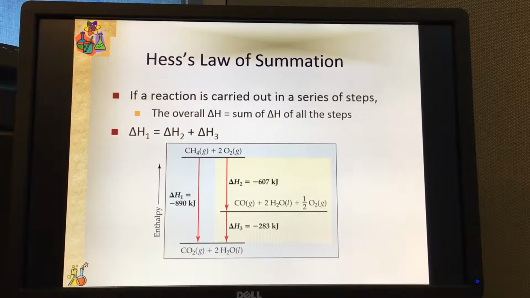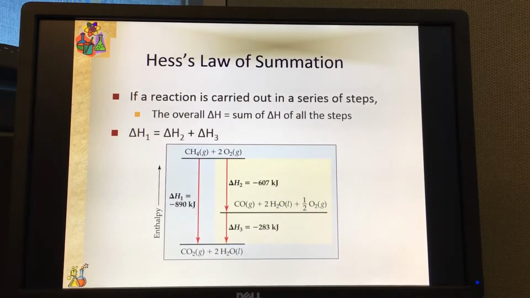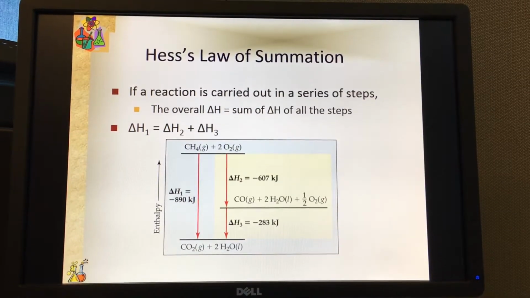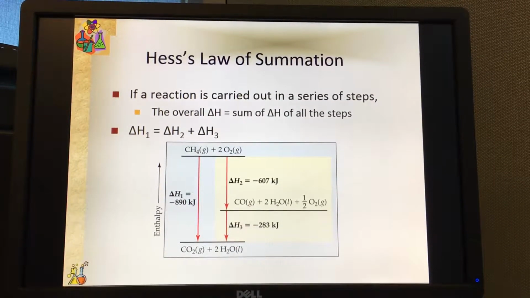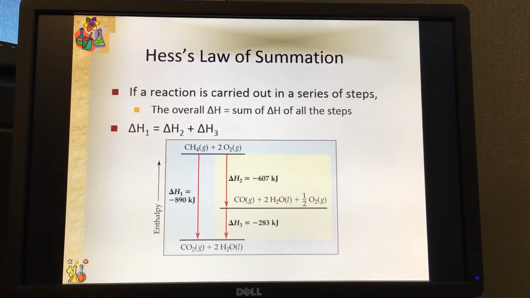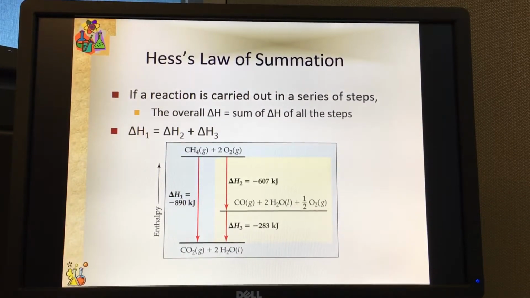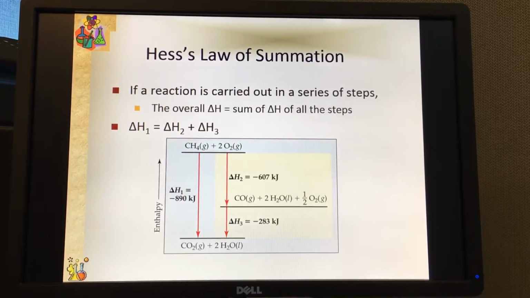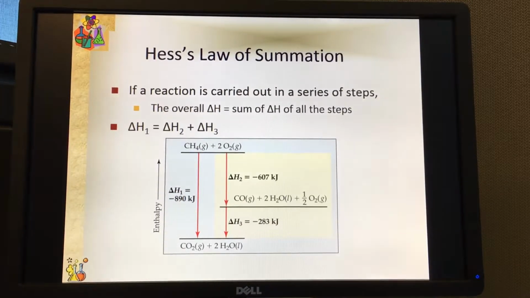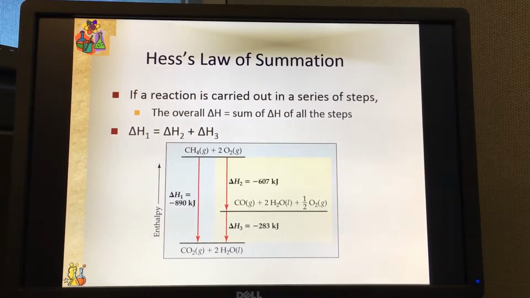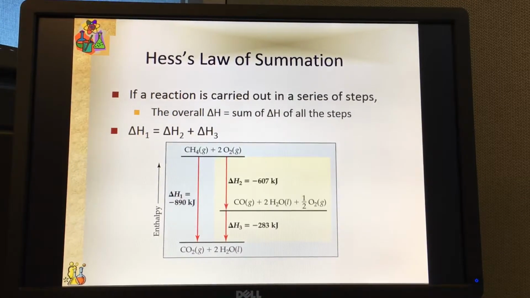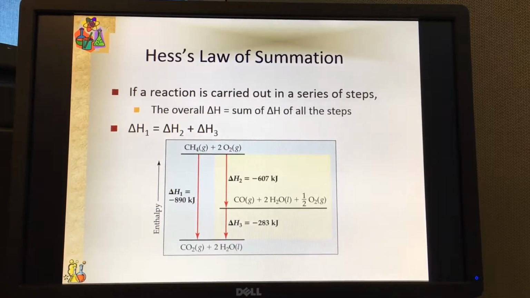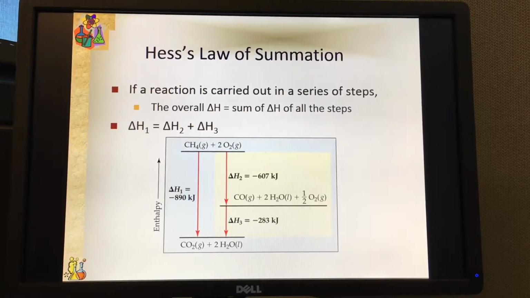An example of this can be seen in this graphic, where methane and oxygen gas will overall react to produce carbon dioxide and water. This overall reaction is made of two individual steps, H2, which is exothermic, and H3, also exothermic. The products of H2 will undergo one more chemical change to make the final products of our chemical reaction. Since our H1 reaction occurs in two steps, we can calculate the enthalpy of that reaction by adding the enthalpies of the individual steps. H2 plus H3 gives us our overall enthalpy of reaction, H1.